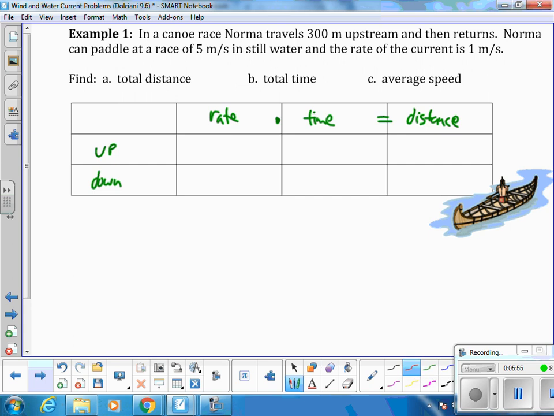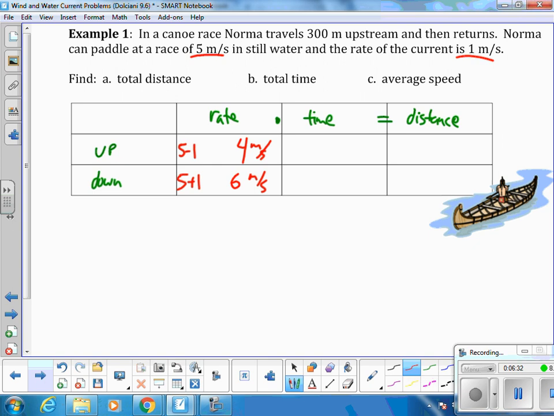All right, I'm going to keep going here. So for my rate, if I'm going up the river, that's against the current, I'm going 5 miles per second in still water, but the current is 1 mile per second, so I need to subtract that out. So my rate right now is 4 miles per second. And when I'm going down, I'm going to be using the current, so that brings me to 6 miles per second. The amount of time, I'm not sure yet, but I know my distance.